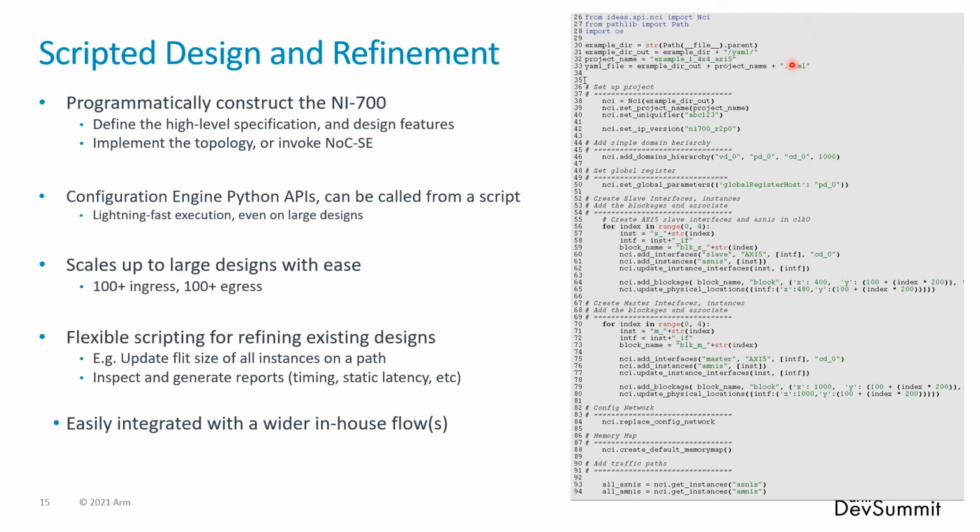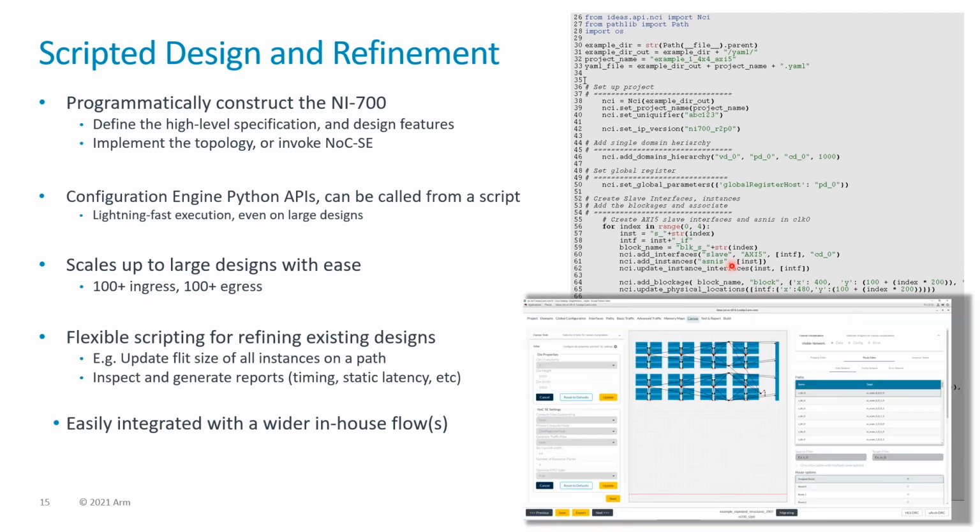Here is a brief snippet of the script using the API. And here it shows how you could just create the interfaces, then update them, add the blockages, move them, and do a variety of other things. And based on just this script, here is the NI 700 which has been created.